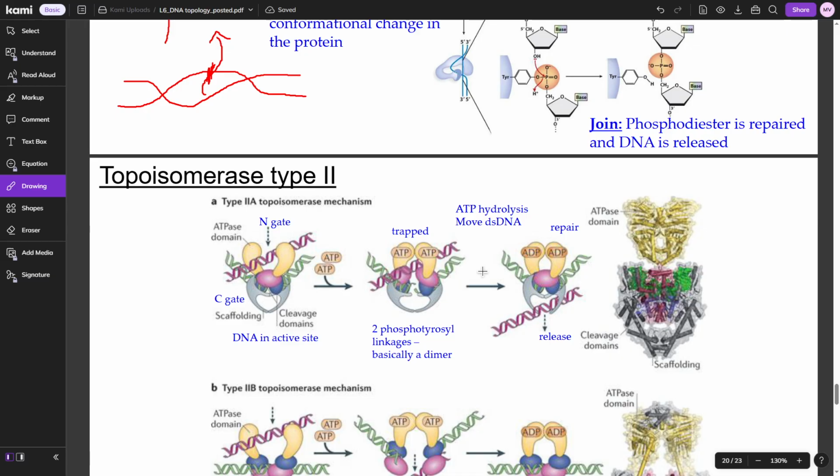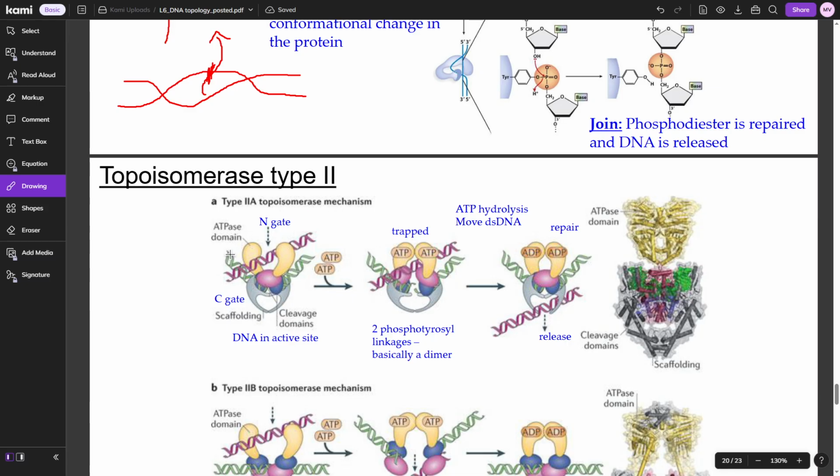The other one we have is topoisomerase 2. And topoisomerase 2 is a bit different. It relieves supercoiling actually by removing two twists. And the way that it does this is it takes full double-stranded sections of DNA, uses ATP to hydrolyze, and then it pulls one DNA strand through the other.